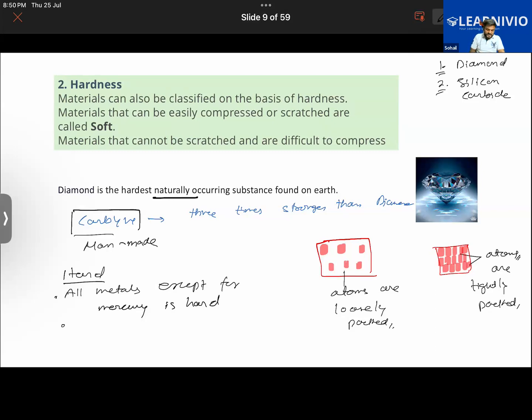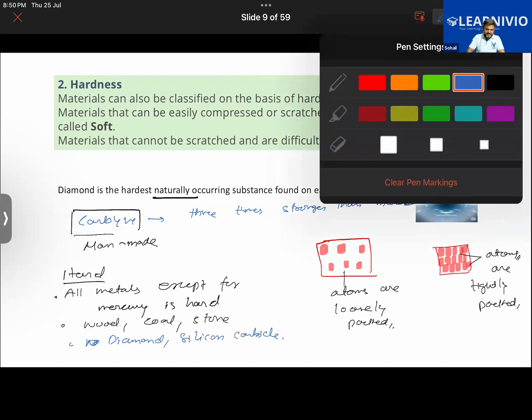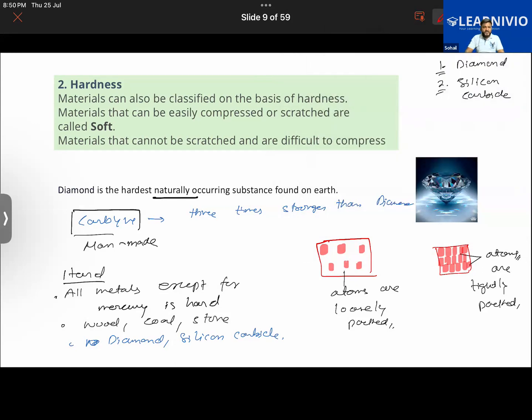Apart from metals, we have examples of wood, coal, stone, etc. They are also hard. We can take the example of diamond, or silicon carbide, etc. Then we have n numbers of soft objects, a long list of objects that are soft, right? So hope that is clear.